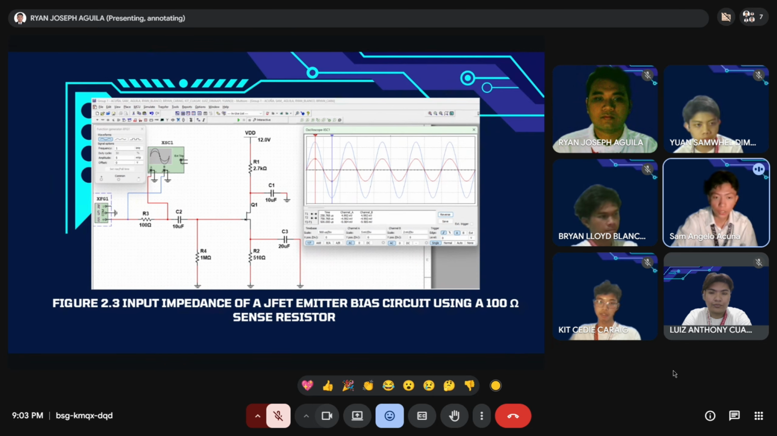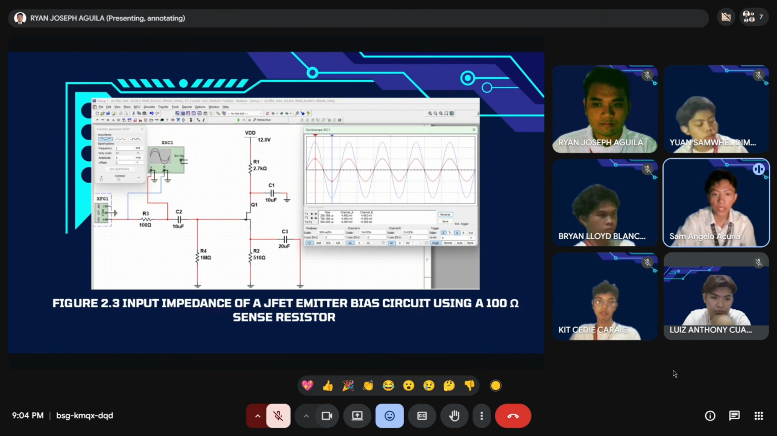And for figure 2.3, which is the JFET emitter bias circuit, in this configuration the transistor JFET Q1 is utilizing a 1 million ohm gate resistor R4. The biasing mechanism is a 510 ohm source resistor R2, which creates the self-bias voltage, but it is bypassed for AC analysis by C3.